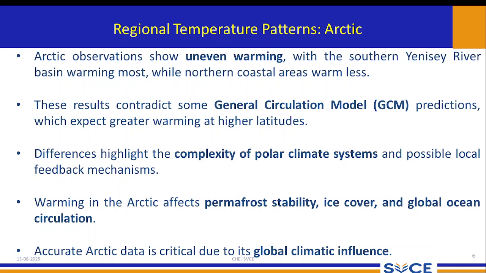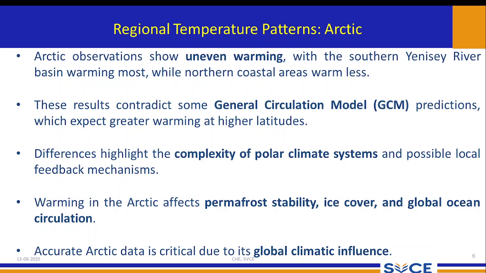So these results contradict some general circulation model predictions, which expect greater warming at higher latitudes. Differences highlight the complexity of the polar climate system and possible local feedback mechanisms. Warming is an Arctic effect: permafrost stability, ice cover, and global ocean circulation. Accurate Arctic data is critical due to its global climatic influence.